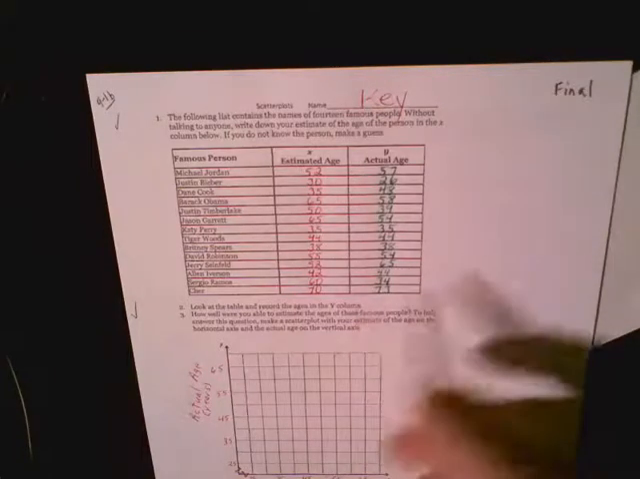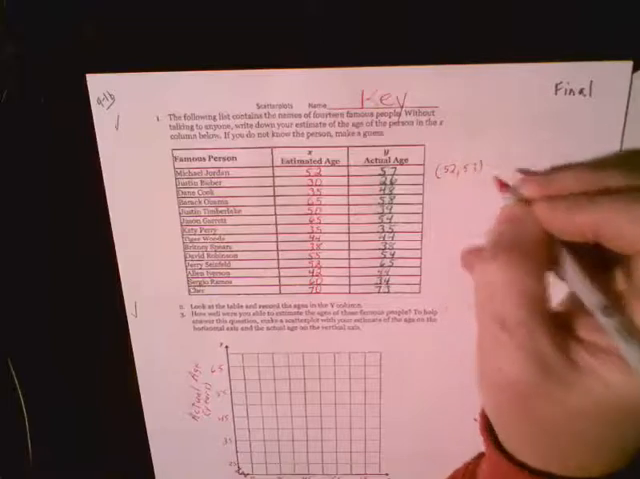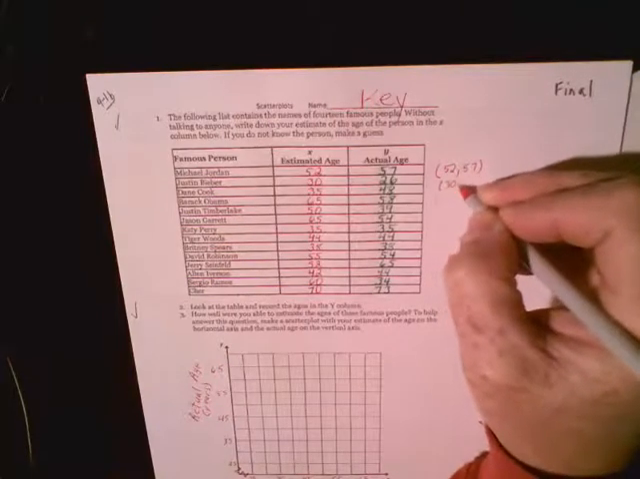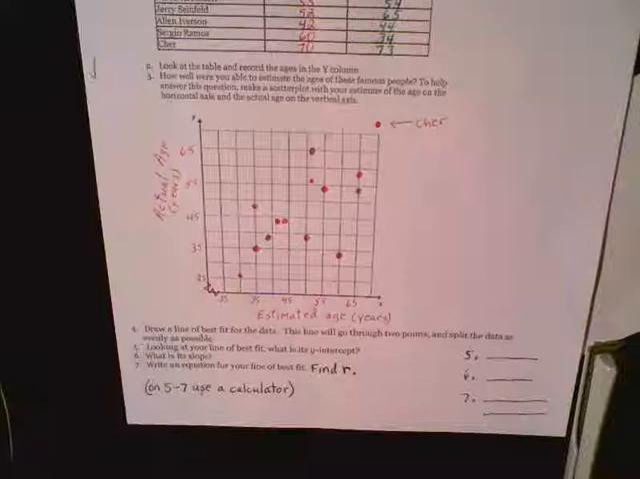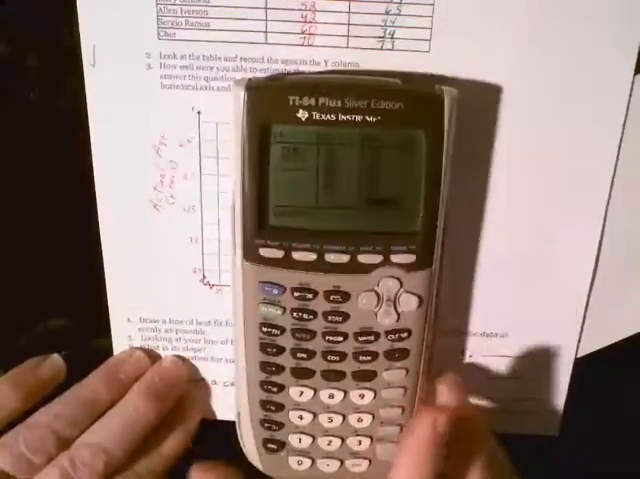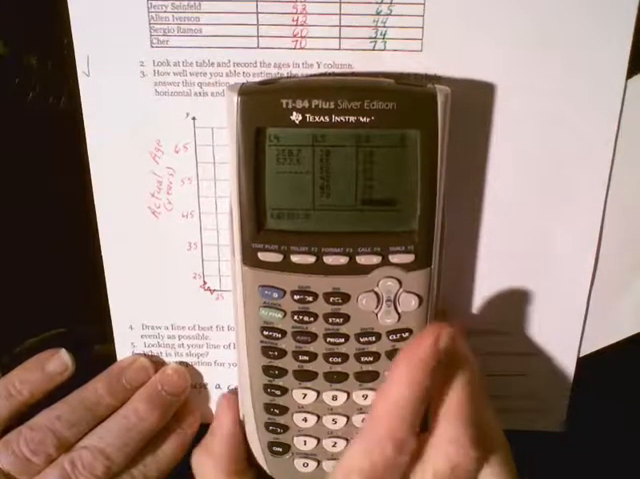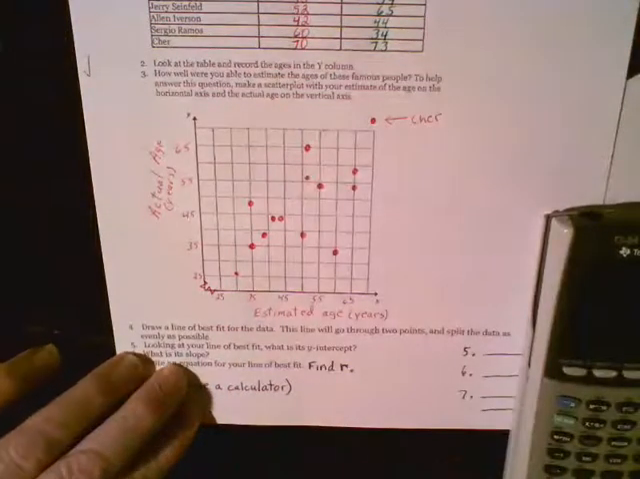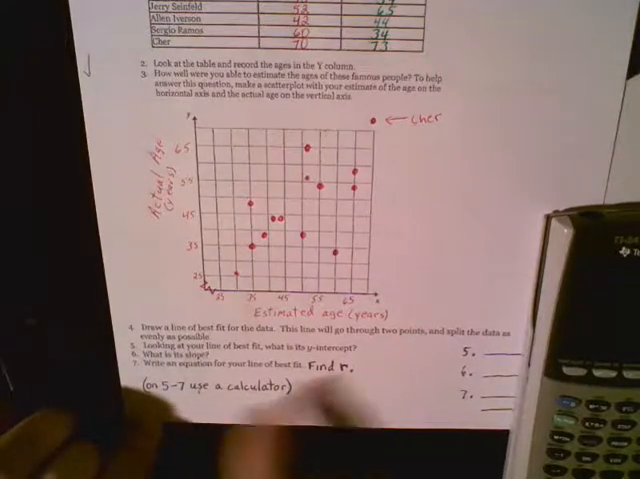So I'm going to draw the scatter plot for this. Just matching these up. Our first point would be 52, 57. My next point would be 30, 26. And I'm going to draw that scatter plot. Alright, here's my scatter plot. And I've actually typed all those ages, the estimated age and the actual age, into my calculator, and I'm going to go ahead and do 4 through 7 down here. 5 through 7 we're actually going to use a calculator.